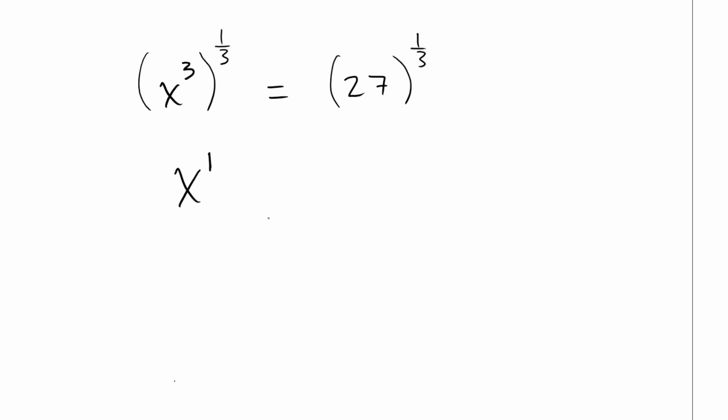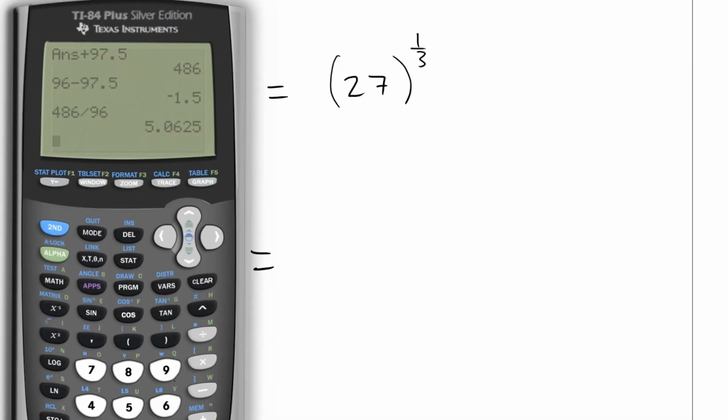Well, may I suggest that we just use exponents. So consider the following. If I took the left-hand side and the right-hand side and I raised both of them to the 1/3 power, notice what happens over on the left-hand side. This becomes x to the 3 times 1/3, which is x to the 1st power. That's perfect, because that's exactly the same thing as x.